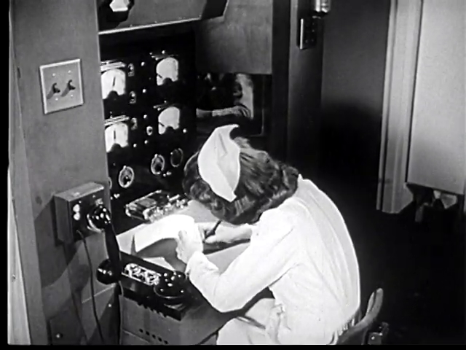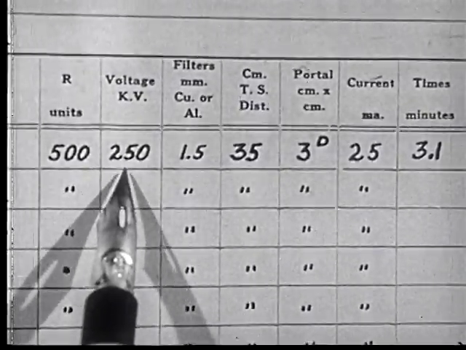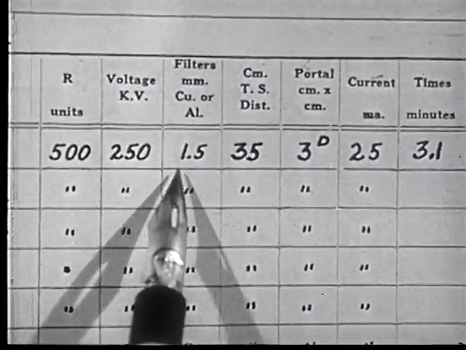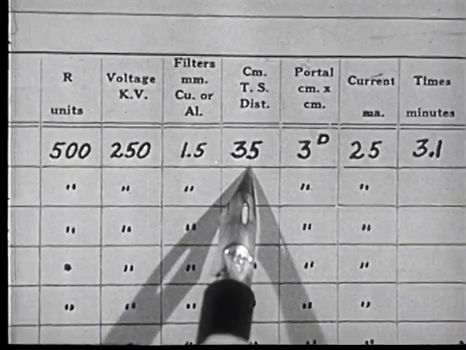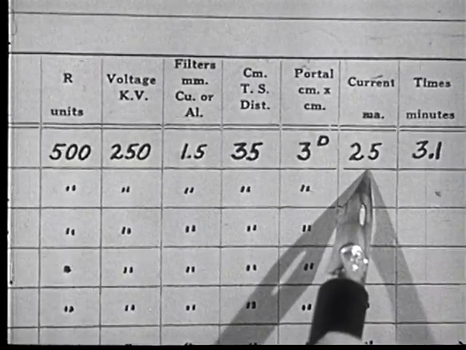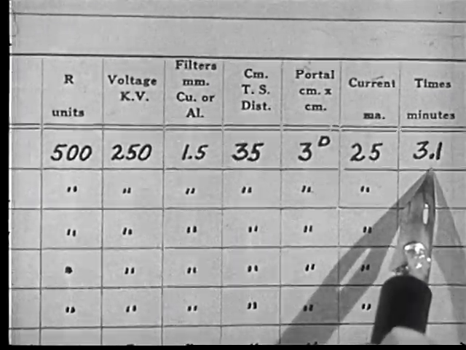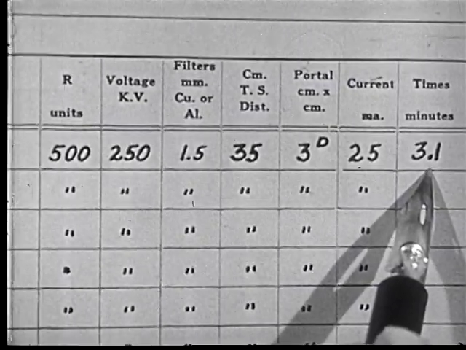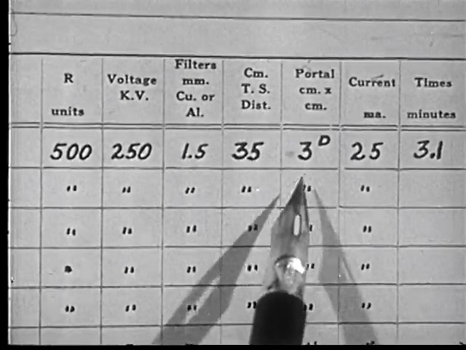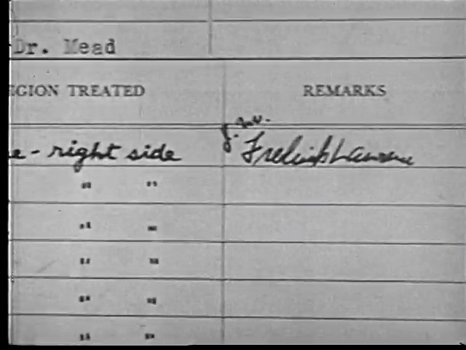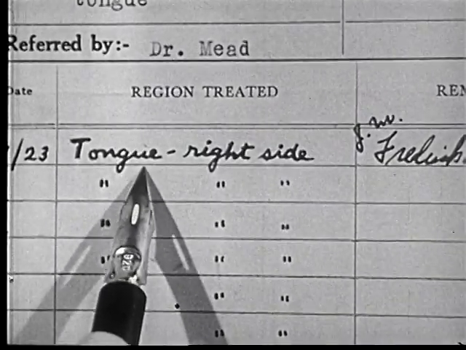On the patient's record chart, the nurse technician enters the prescribed dosage, the voltage, the filter, the target to skin distance, the milliamperage, and the exposure time calculated from the calibration chart. The portal to cover the region treated is the size of the opening of the lead cone. The region treated in this case is the tongue.